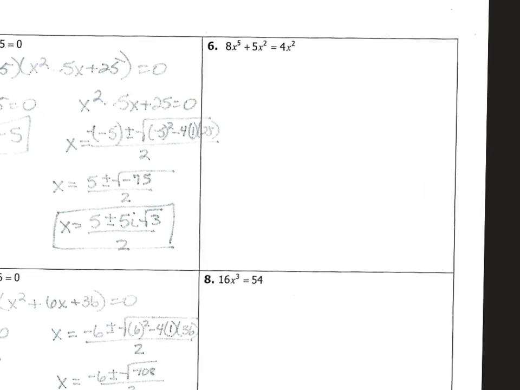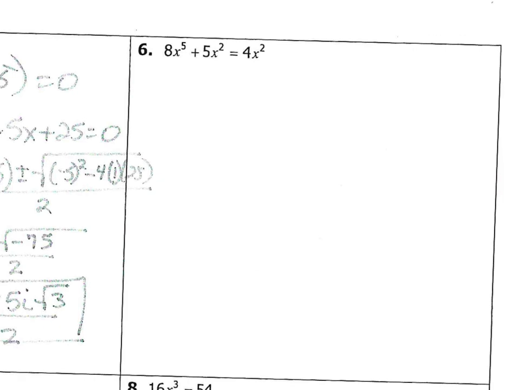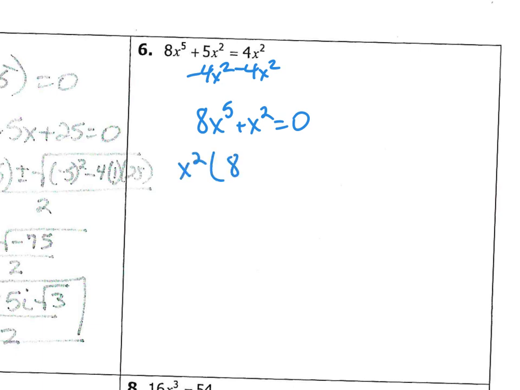Okay, so on this problem, the reason why I wanted to look at this one is, first of all, it's not equal to 0, so I had to fix that first. So I'm going to subtract 4x squared from both sides. So I have 8x to the 5th plus x squared equals 0. So I have 5 and I subtracted 4. Okay? And then I'm going to factor out my greatest common factor because they have an x squared in common. So I'm going to have x squared times 8x to the 3rd plus 1 equals 0.